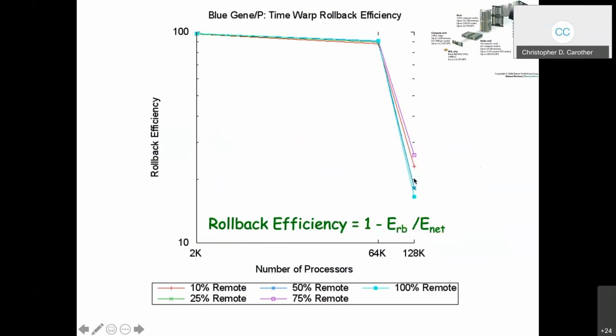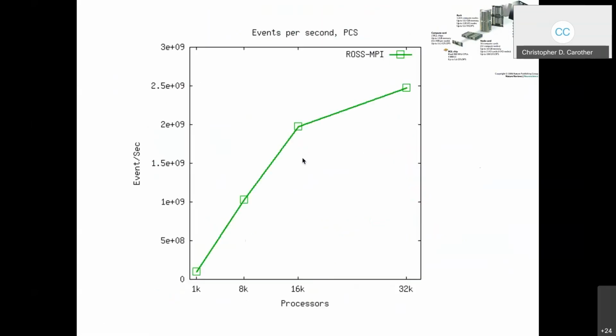This is on the PCS application. So if we went out to 32K cores, we were seeing up to 2.5 billion events per second. So again, tremendous performance improvement. We saw it was beginning to tip over here, but again, we were getting to the edge of what we could do in terms of the size of the model that we were simulating in this particular case.